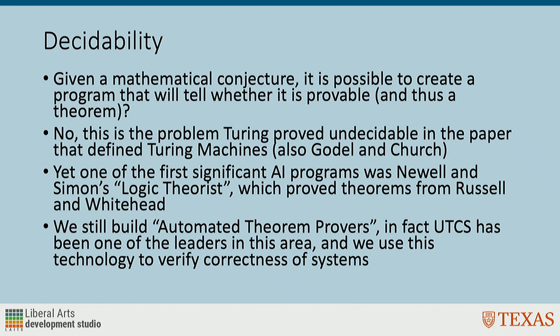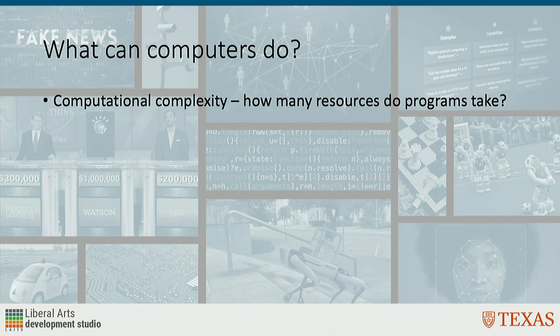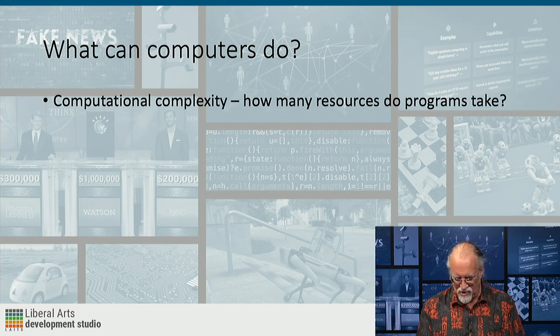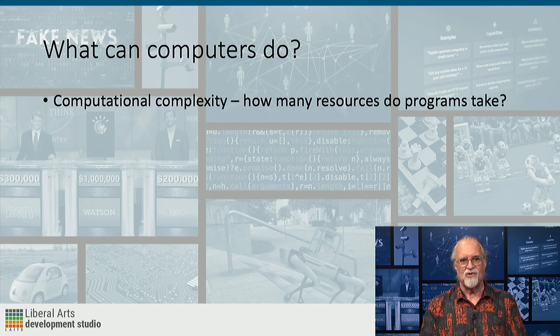And yet, one of the first successes of AI was Newell and Simon's Logic Theorist program that proved theorems from Russell and Whitehead's famous Principia Mathematica. Well, that's fine. I mean, it could do that. That's not all theorems. That's just some subset of theorems. And so there's no contradiction there. And we still build automated theorem provers today. In fact, our department's kind of known for that historically. And they get used for verifying hardware and a lot of other practical things. So, you know, knowing what you can and can't do is good to keep you from trying to do impossible things, but it doesn't mean you shouldn't do a variant of the problem that's important, okay?